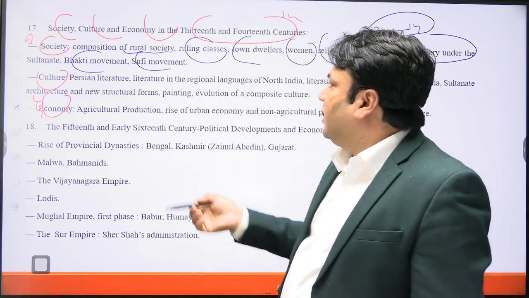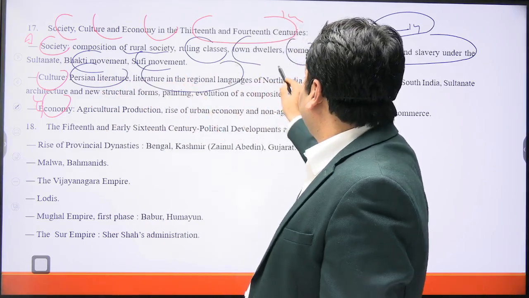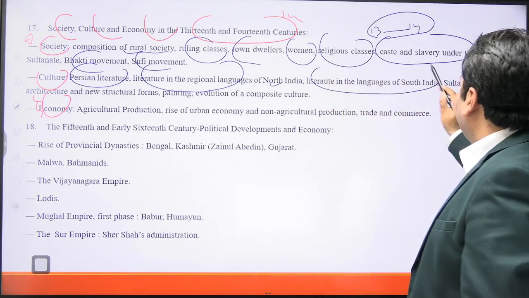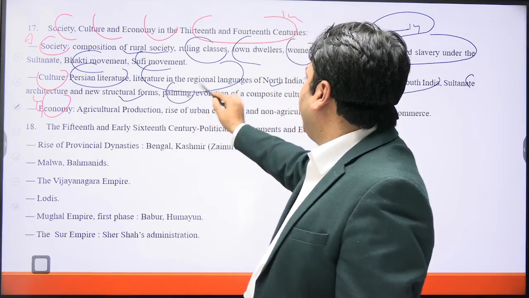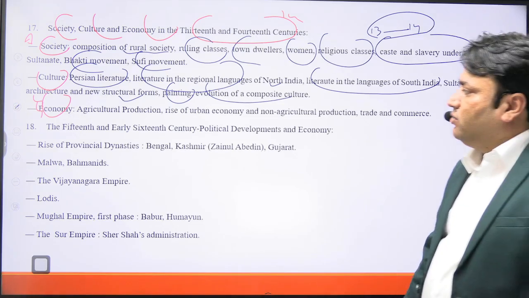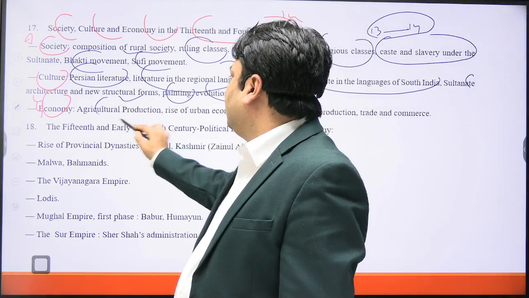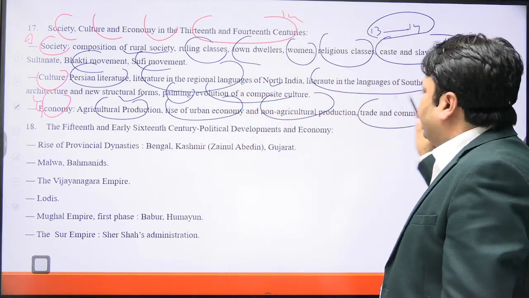Now the culture part. Here you need to study Persian literature, literature in regional languages of North India, literature in languages of South India, Sultanate architecture and new structural forms, painting, and the evolution of a composite culture. In economy, you need to read about agricultural production, the rise of the urban economy, non-agricultural production, trade and commerce.